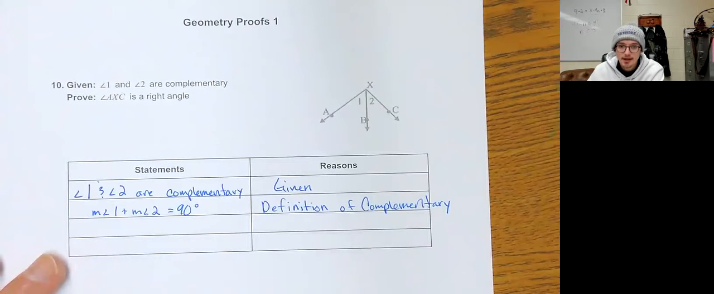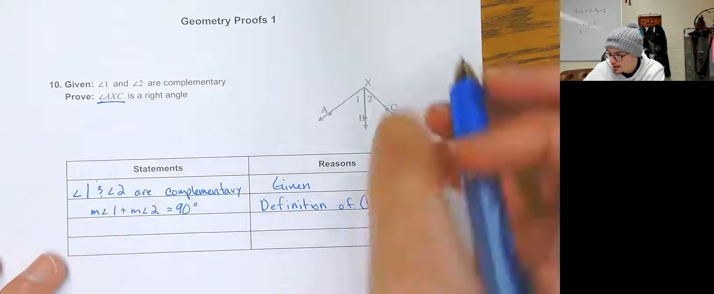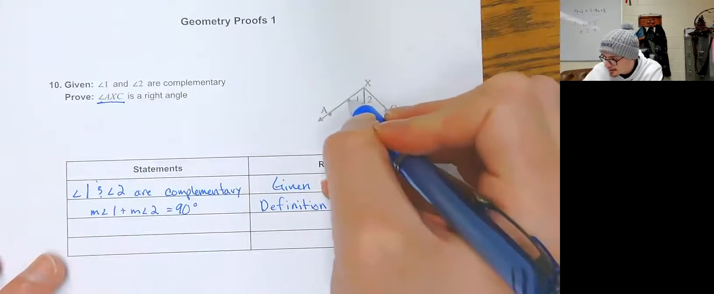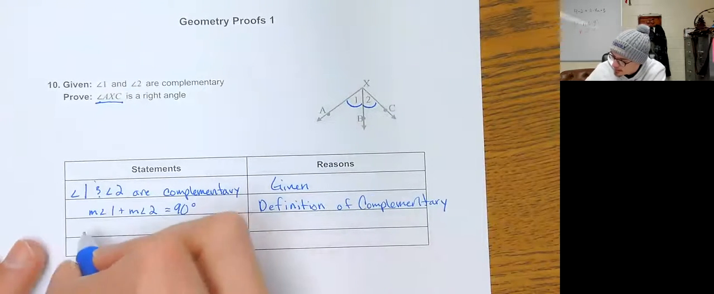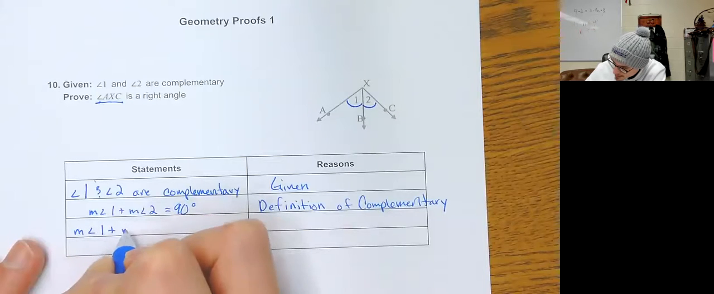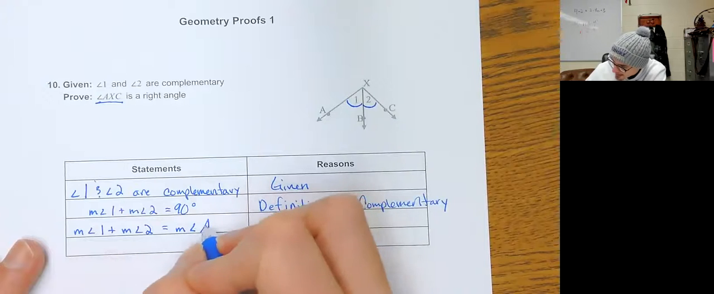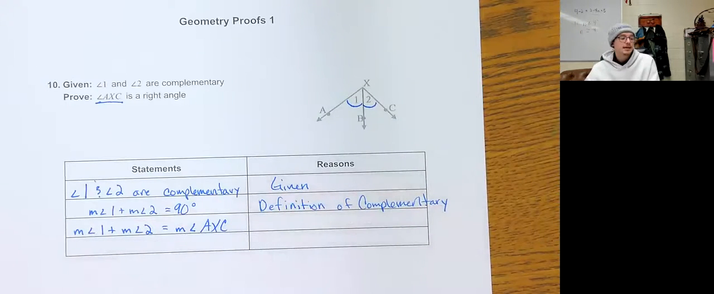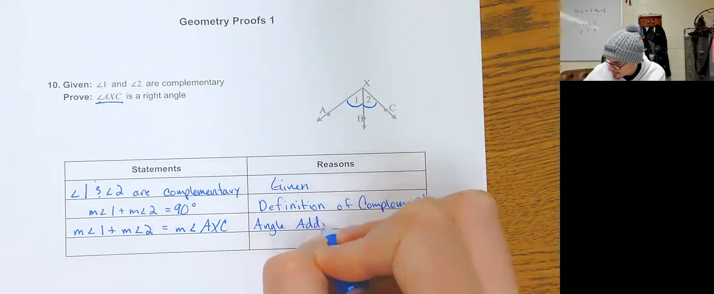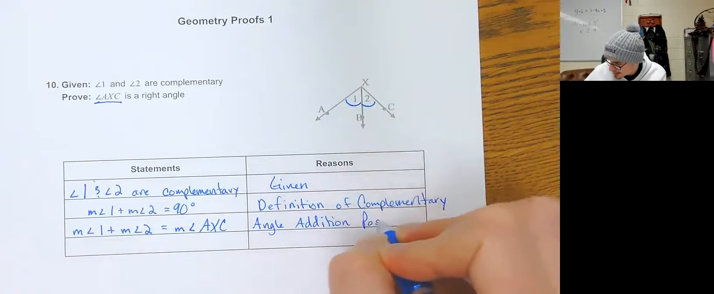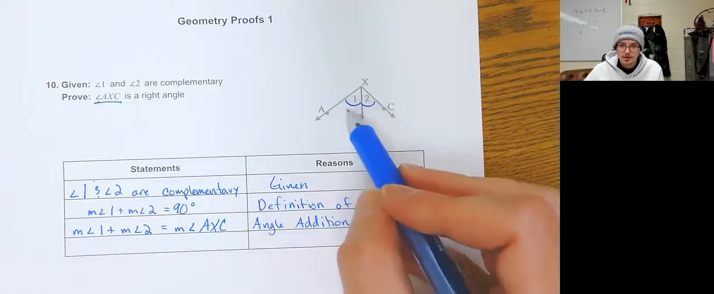Good. I see where we need to go next, and where we need to go next is we haven't said anything about AXC, but we can. We can say that AXC is equivalent to these two little angles added together. So what I'm going to say is the measure of angle 1 plus the measure of angle 2 equals the measure of angle AXC. And that is the angle addition postulate. Right? Little angle plus little angle equals the whole angle.